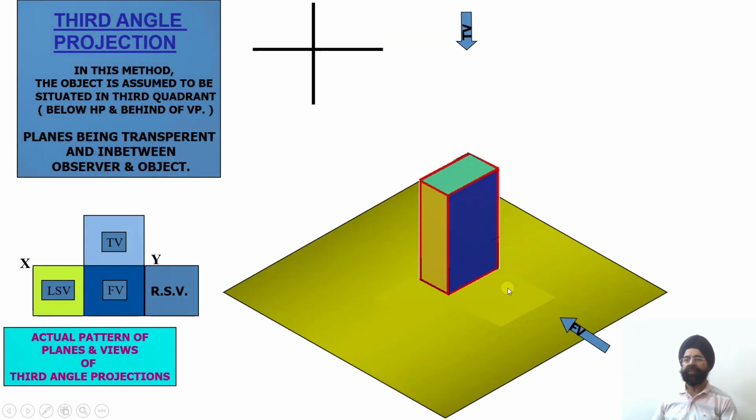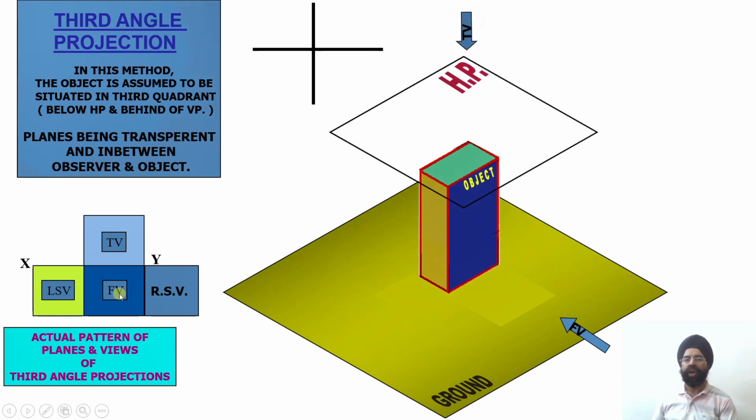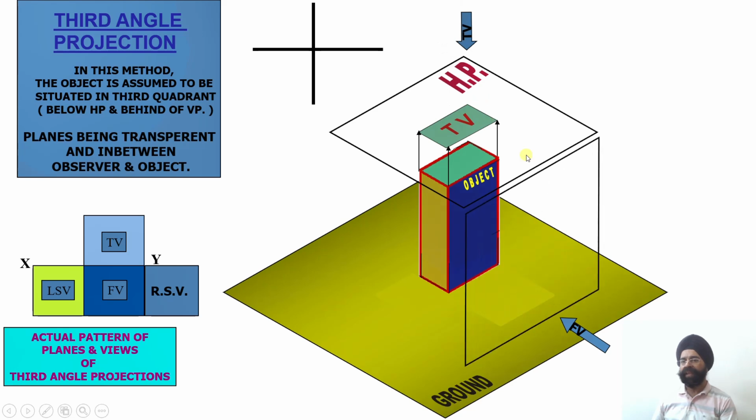Now similarly, we have drawn multiple projections in the first angle projection. Similarly, we can draw projections in the third angle projection system as well. In the third angle projection, we will assume that the object is located below the horizontal plane and behind the vertical plane. So this is my horizontal plane and here is my vertical plane over there.